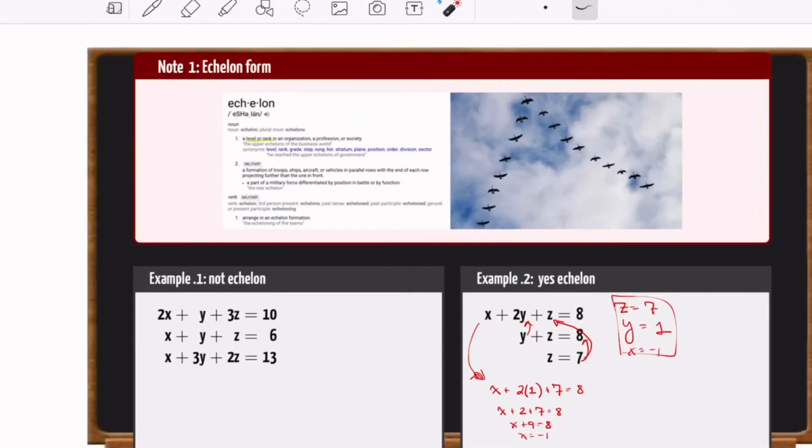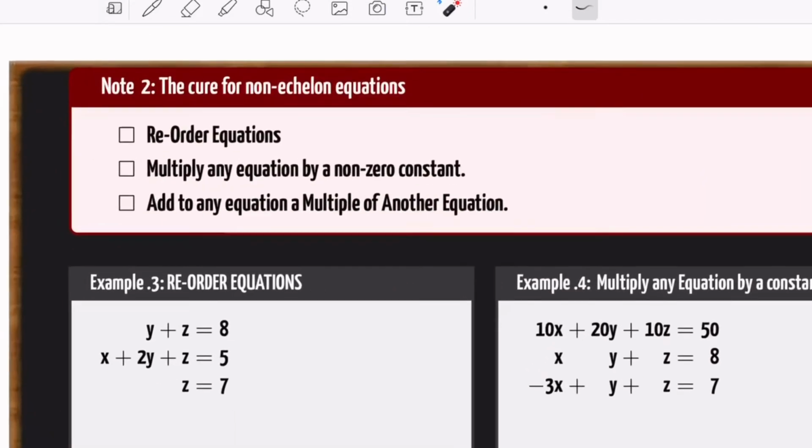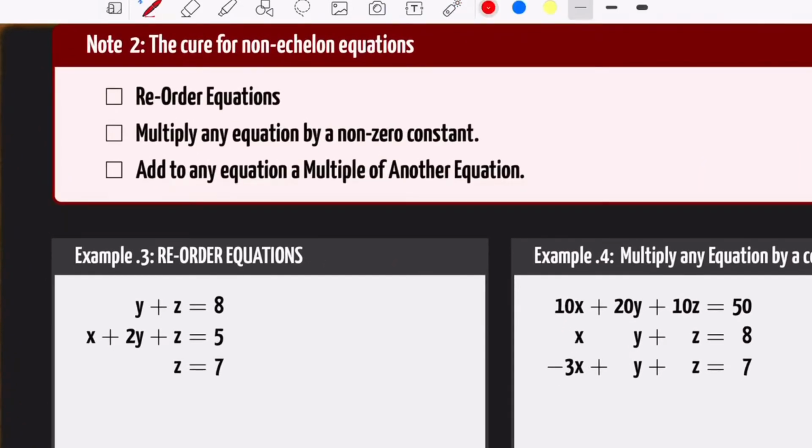Can you tweak a non-echelon form system into an echelon form one? And what would be allowed? First of all, it should be obvious that the systems or the solutions are not going to be affected if all you do is reorder the equations. For example, suppose I reorder these ones. That would give me the following system: x plus 2y plus z is equal to 5, and y plus z is equal to 8, and z is equal to 7.